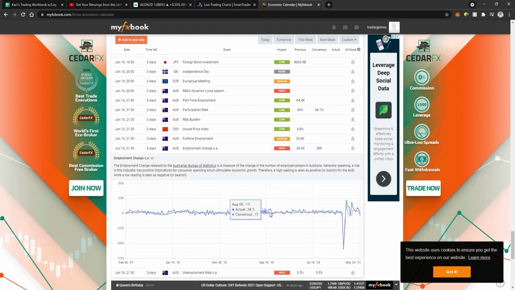Then we got more AUD news. What the employment numbers are. So if there's a rise in employment, this is positive for spending and economic growth. A high reading is seen as bullish for AUD, while a low reading is seen as negative. So when was this? May? So May, wow. So May, the projection was that it was going to be positive, and it actually was negative. So the low reading was bad for the Australian dollar.